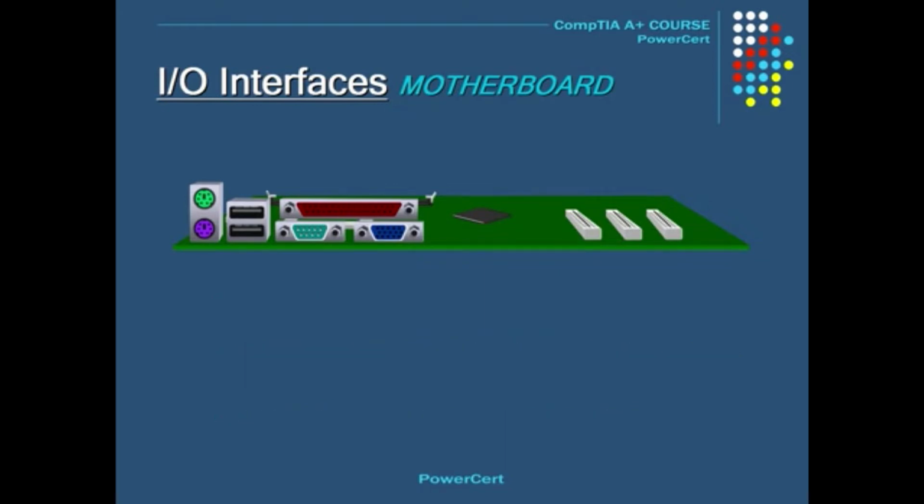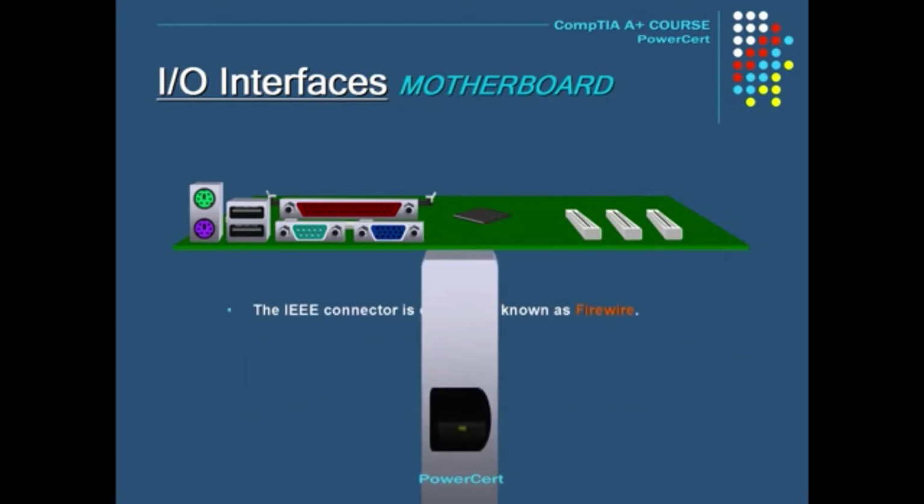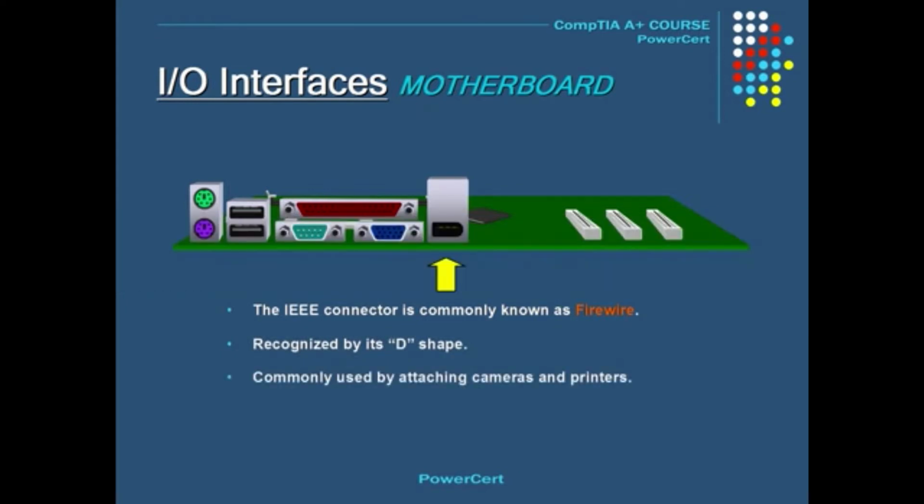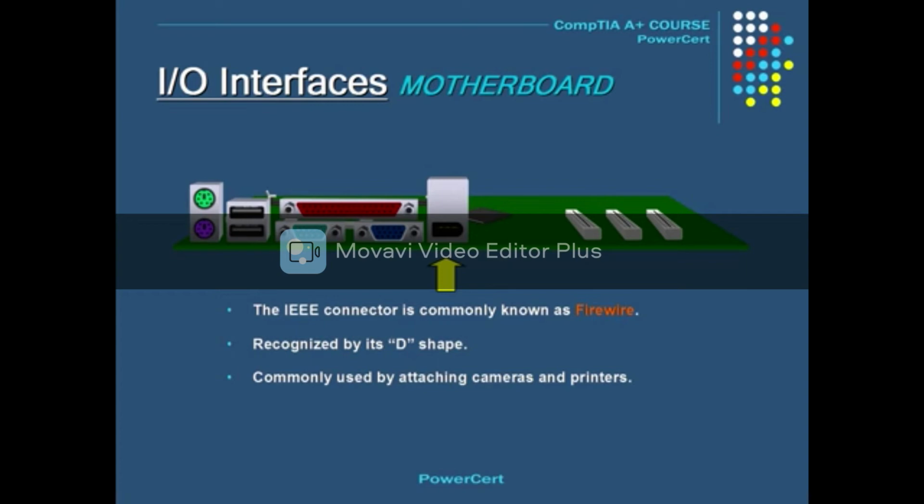The IEEE 1394 connector is commonly known as FireWire. FireWire is recognized by its D shape and is commonly used to attach devices such as digital cameras and printers. It's very similar to a USB port. FireWire and USB are both used to attach peripherals, and they both have similar transfer speeds.